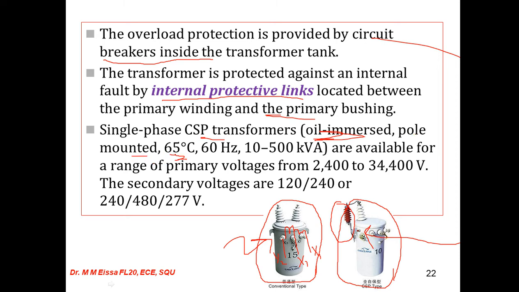So single phase CSP transformer, in this example oil immersed, maybe the cooling through the oil, pole mounted, the degree with 65. This is the frequency, this is the rating. Rating can be operated from 10 to 500 kVA, available for a range of primary voltage. Here's a primary voltage of 2.4 or 34.4 kV. Secondary voltages are 120 and 240, or 240, 480 or 277. There are some kinds of operation where different voltages can be operated.